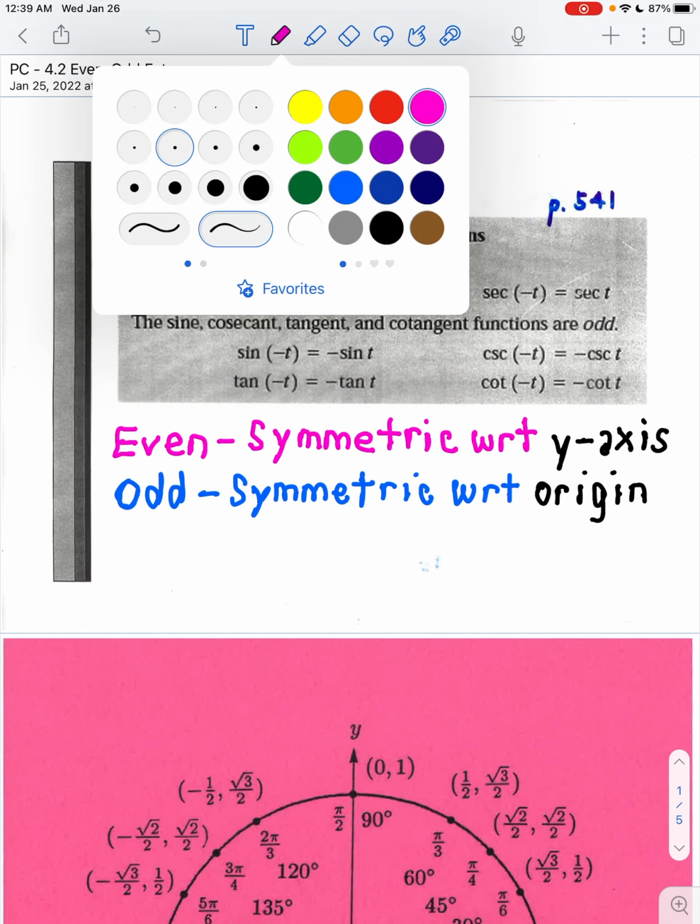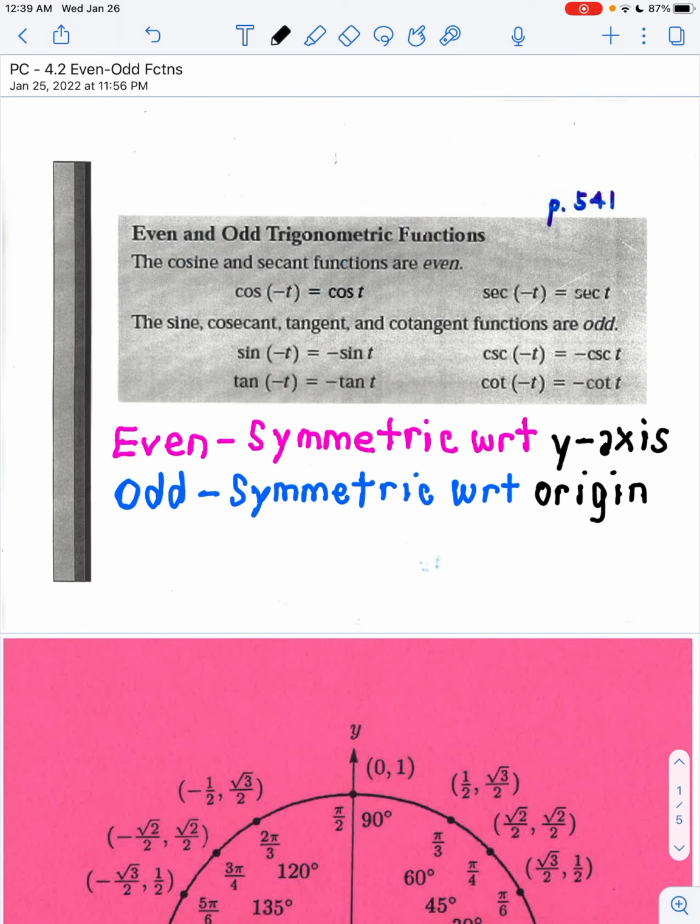I want to remind you that we learned last semester in pre-calculus that even functions, which you can see right here, are functions that are symmetric with respect to the y-axis. Odd functions, on the other hand, are functions that are symmetric with respect to the origin. That's where you can flip the graph over one axis, then the other axis, and you still have the same graph. Or you can rotate the graph 180 degrees and you end up with the same graph.